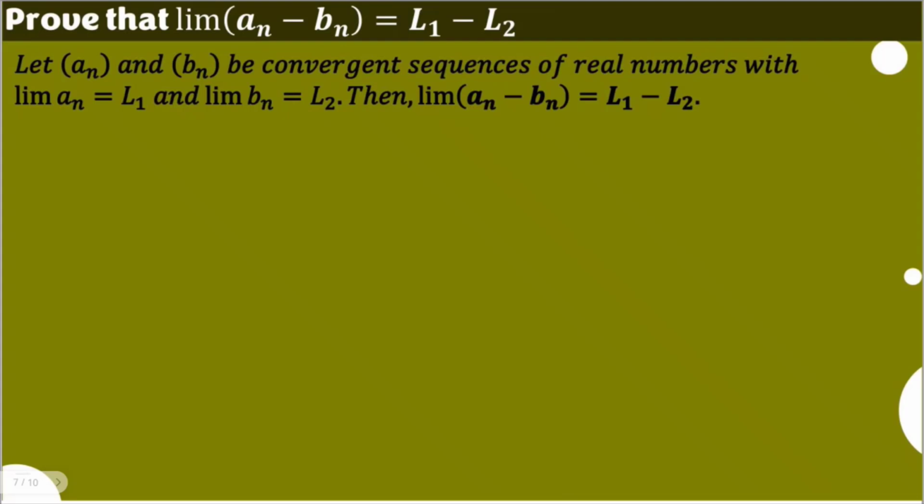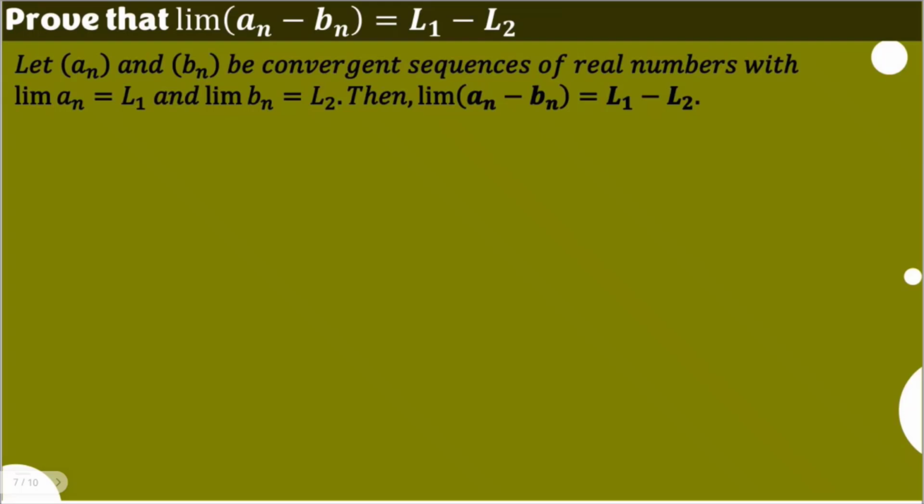This video is still part of proving limit theorems using the definition. Specifically here, we're talking about the limit of sequences. For this item, we're going to prove that the limit of the difference of the two sequences, a sub n and b sub n, is equal to the difference of their corresponding limits.